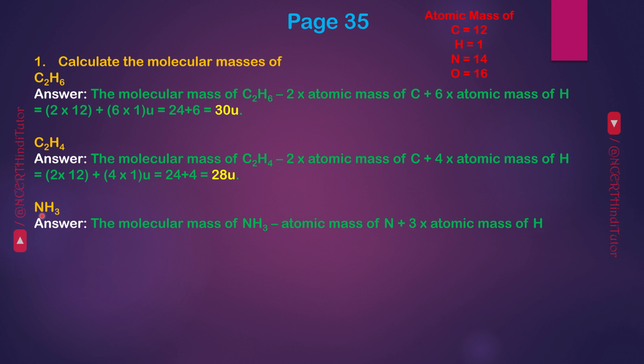Next, NH3. The molecular mass of ammonia is atomic mass of nitrogen plus 3 into atomic mass of hydrogen because here there is only one atom of nitrogen and 3 atoms of hydrogen. So we know atomic mass of nitrogen is 14, so 14 plus 3 into 1 is equal to 17 unit.